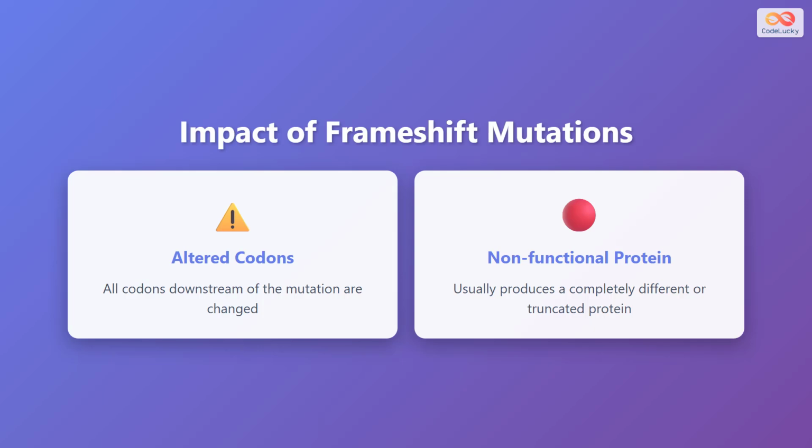Frameshift mutations have 2 major impacts on protein synthesis. First, they alter all codons downstream of the mutation. This means every single codon after the insertion or deletion is changed, producing a completely different sequence of amino acids. Second, they usually result in a non-functional protein. The altered sequence either produces a completely different protein that doesn't work properly, or more commonly, a truncated protein that's cut short. Either way, the protein typically cannot perform its intended biological function.